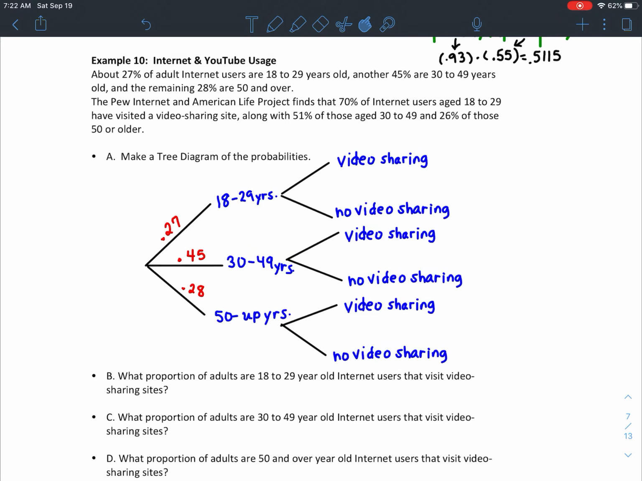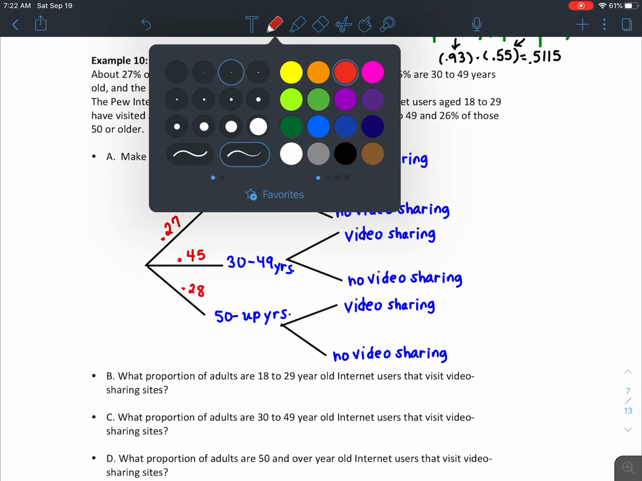All right. Okay, let's go ahead and look down here at example 10, which again, I have created the tree diagram for you. We're just going to look at a few parts here to answering the question for this. It says about 27% of adult internet users are between the ages of 18 and 29. You can see I have that right here. Another 45% are between 30 and 49. And finally, 28% are 50 or over.